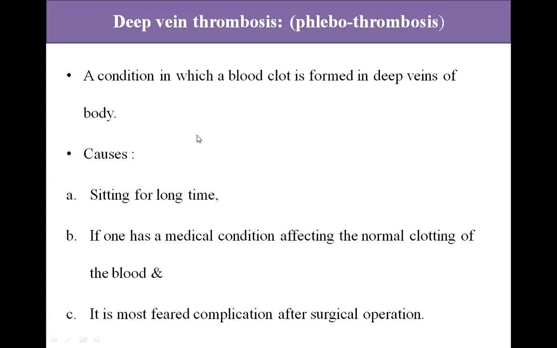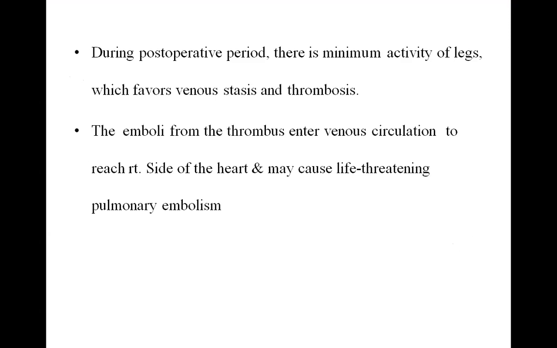So deep vein thrombosis is the condition in which the blood clot is formed in the deep veins of the body, and there are various causes for the deep vein thrombosis. Sitting for a long time, especially when there is a long aeroplane travel. If one has a medical condition affecting the normal clotting of the blood. It is the most feared complication after the surgical operation. During the post-operative period, there is minimum activity of the legs, which favors the venous stasis and thrombosis, and therefore nowadays the patients are ambulated very early.